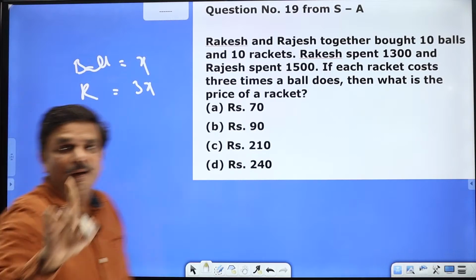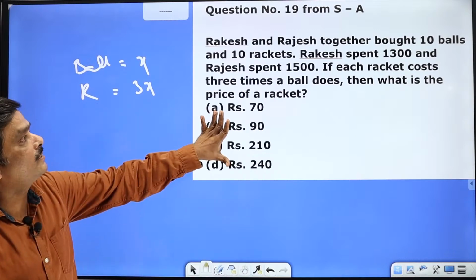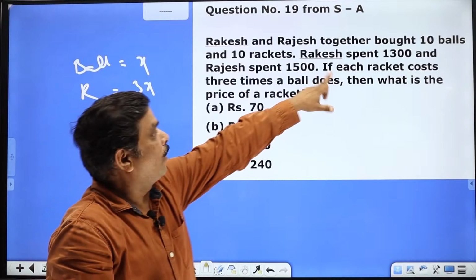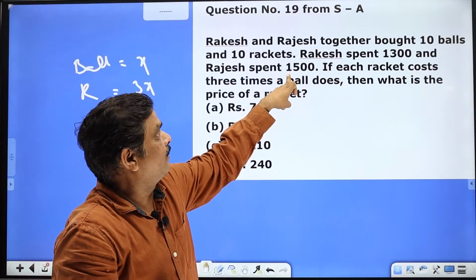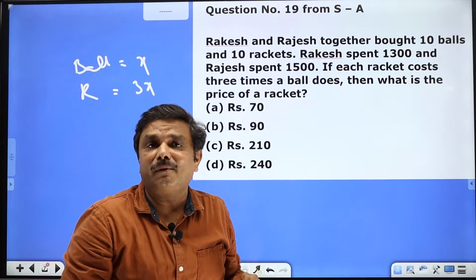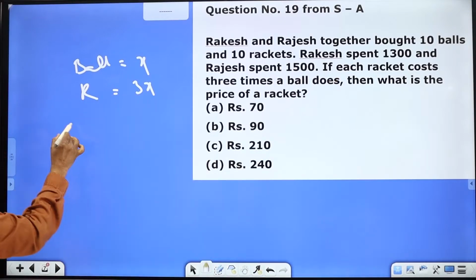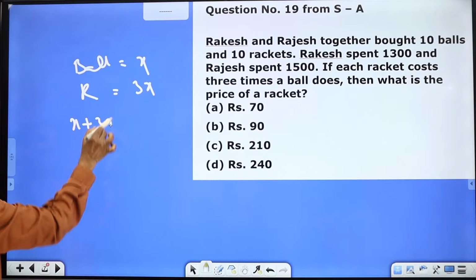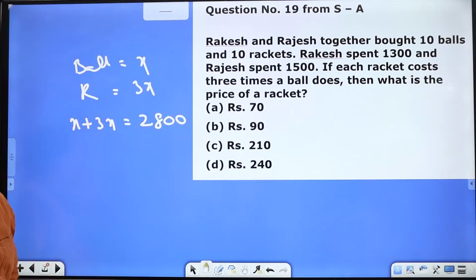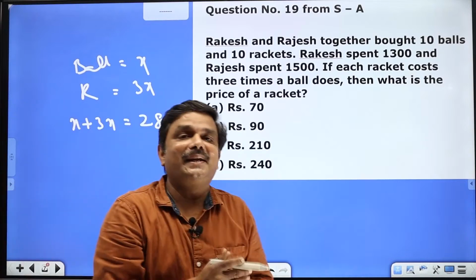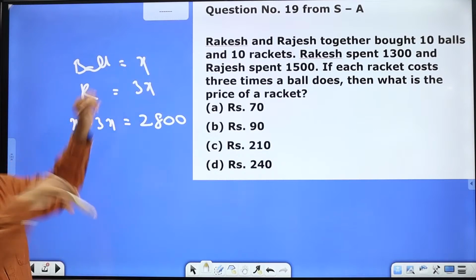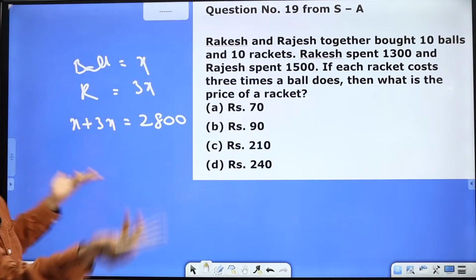Listen very carefully. Right now, what is the total cost here for 10 balls and 10 rackets? One person spent 1300, the other 1500, that is 2000 plus 800. The total cost is 2800. So simply you can go like this: x plus 3x is equal to 2800. You will get the value of x there. What is that x? The cost of 10 balls. So for the final answer, you divide it by 10, and you will get the answer.